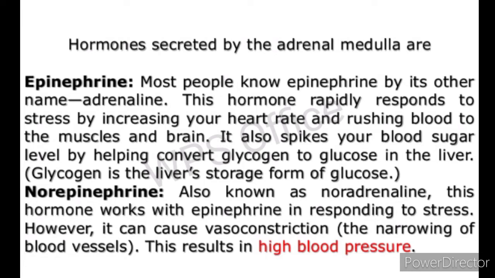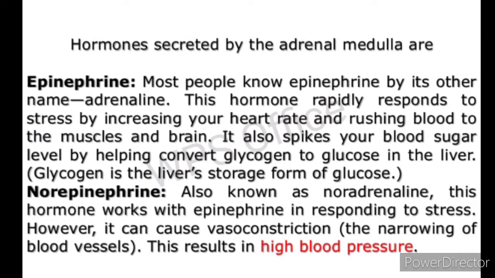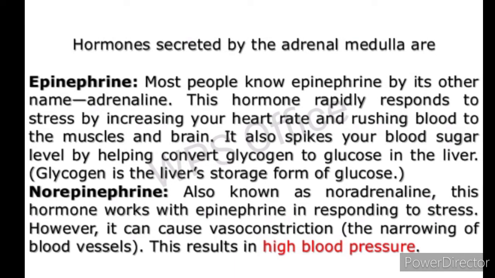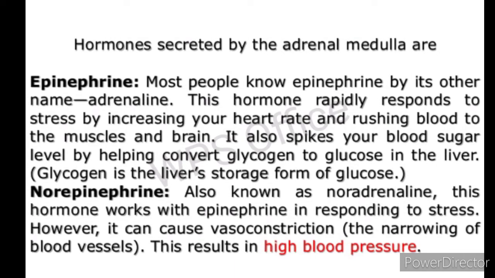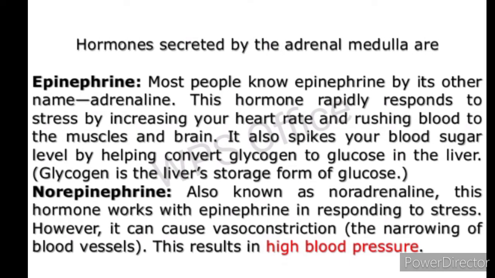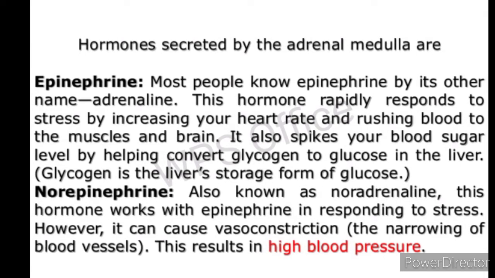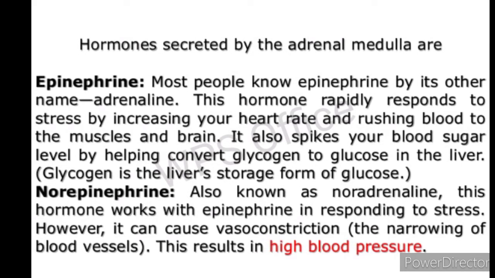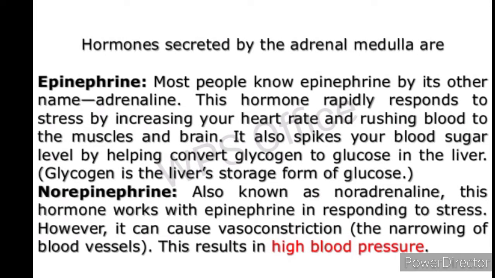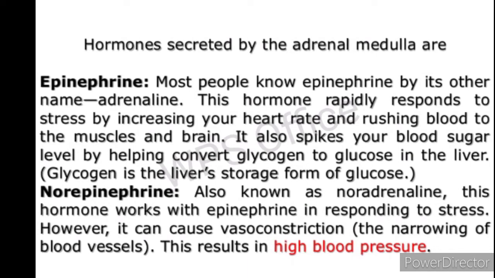Then norepinephrine is also known as noradrenaline. This hormone works with epinephrine in responding to stress. However, it causes vasoconstriction, the opposite of epinephrine, which is the narrowing of blood vessels. So epinephrine and norepinephrine are produced by the adrenal medulla. So this is all about the adrenal glands.